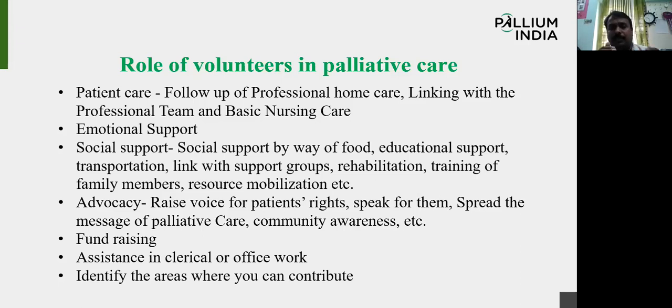Then community awareness: the volunteers are conducting or identifying different platforms and different support groups, and they are providing community awareness about palliative care. The fundraising activities, especially in our Palliative India, the volunteers are doing different fundraising activities. Like they will be conducting a food festival. Sometimes they will be conducting some art festival, like painting exhibitions, craft exhibitions. And wherever the necessity comes, they will be raising funds from the community.